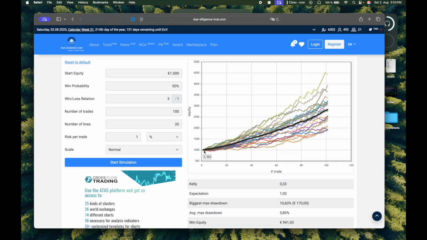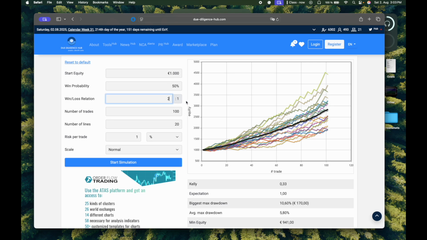We start with 1K, and on average we reach almost 3K. We have some outliers, of course. We have some underperformers, of course. But statistically speaking, this curve is going to be up only from here. Why? Because with a 50% win rate and a 3-to-1, it means with every trade, you win at least 3 times as much as with your losing trade. You cannot lose. So it's statistically not possible that you lose from here.